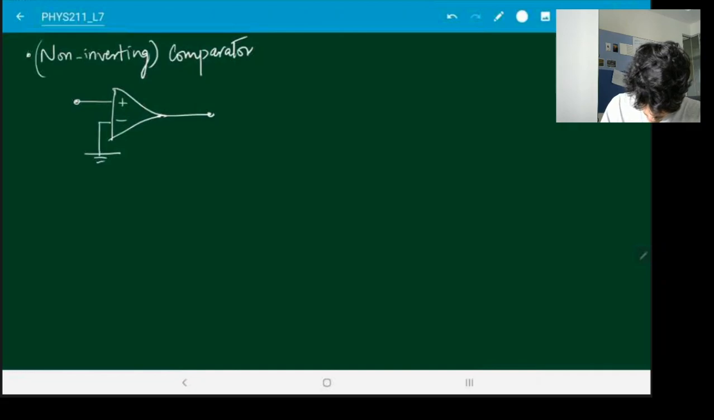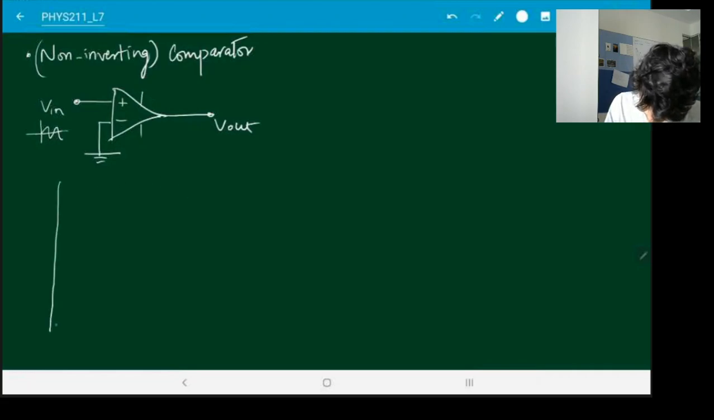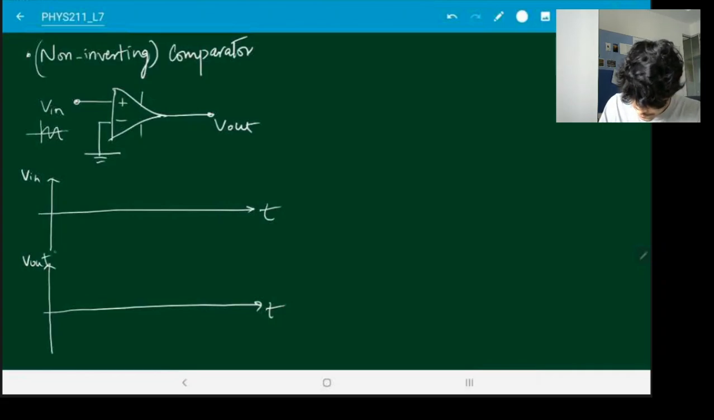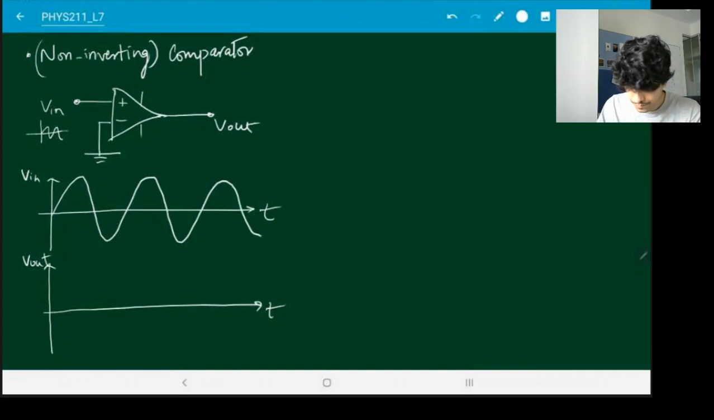This is the first circuit that we saw. And now at Vin, I'm going to give a sine wave as the input. So let's try and understand this graphically. Vin, Vout. So Vin is a sine wave.